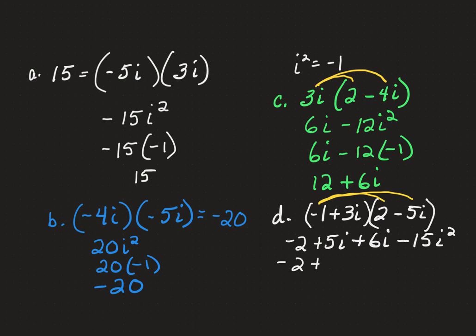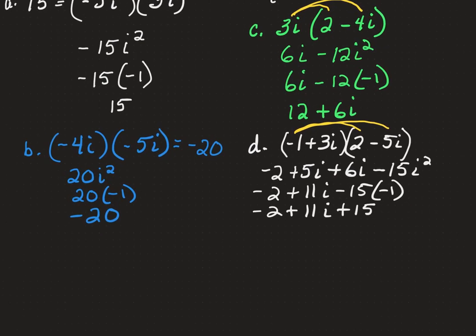I can combine like terms, plus 11i, minus 15 times negative 1, or negative 2 plus 11i plus 15. I need some more room. I can still combine like terms, and I'm going to put the real portion of my complex number first. So 15 minus 2 is 13, and my answer is 13 plus 11i. That is what you get when you multiply negative 1 plus 3i times 2 minus 5i.